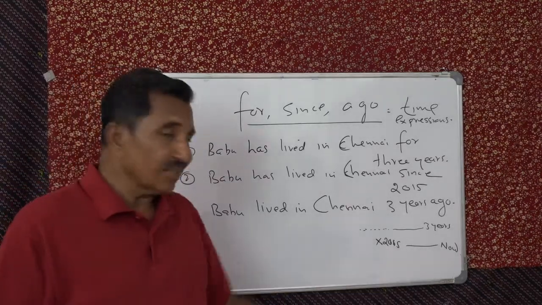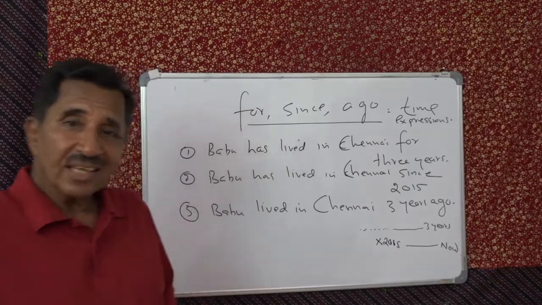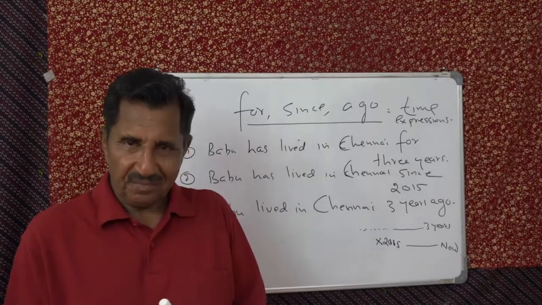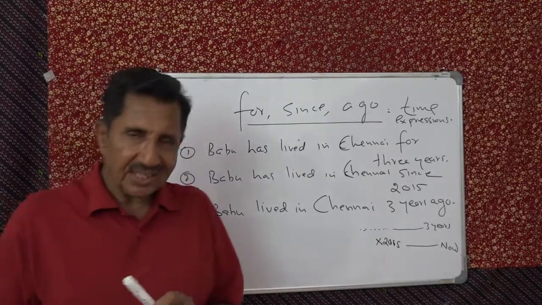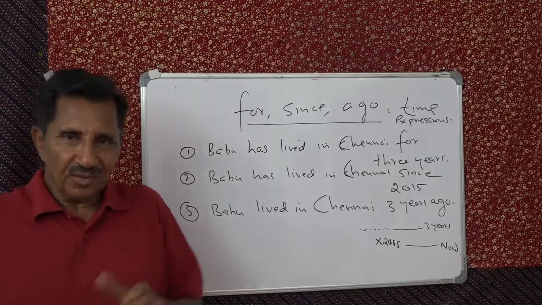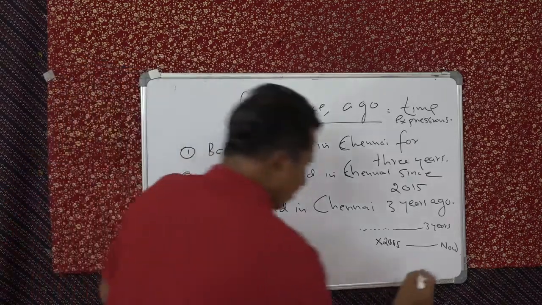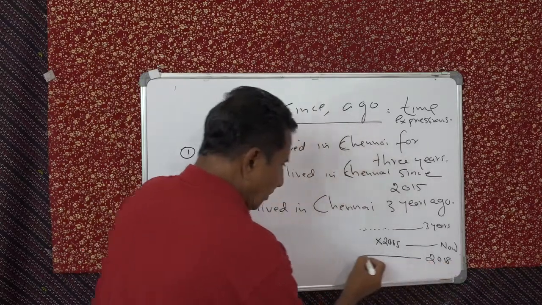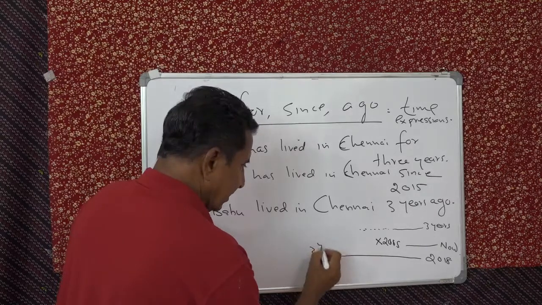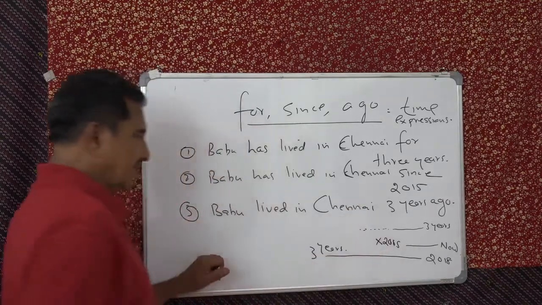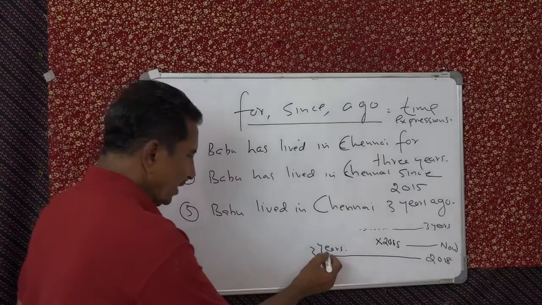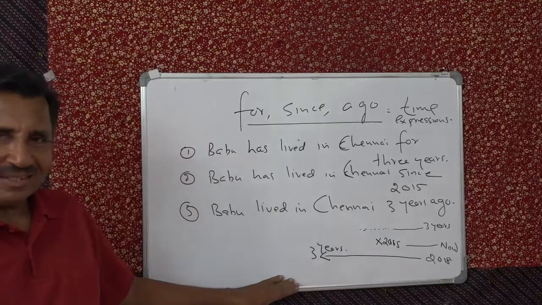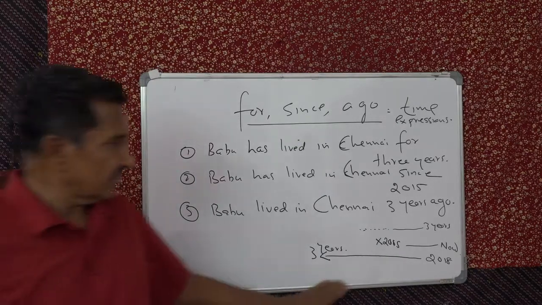But when you say Babu lived in Chennai 3 years ago, that means from today, if he counts. Today is this year, let us say 2018. So you have said go back 3 years. You see, the movement is from now to backward. This is 3 years.